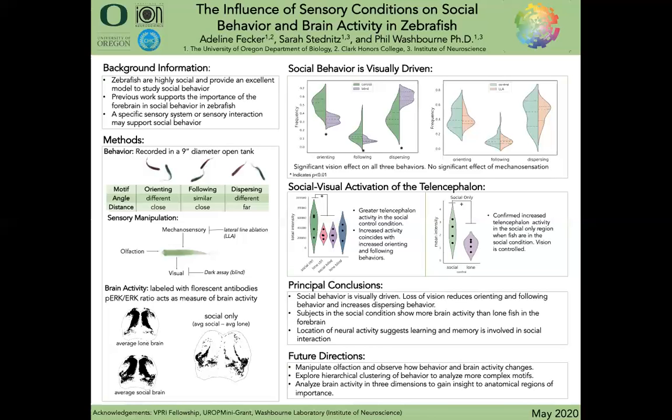And in order to flesh out these ideas more clearly, we want to continue to manipulate the sensory systems. We want to explore olfaction. We want to explore more unbiased clustering methods for analyzing behavior, so we can look at more behaviors than just the three that we measured. And we also want to analyze our brain activity in 3 dimensions so that we can understand what anatomical regions of the brain are important beyond just location-wise what's important.